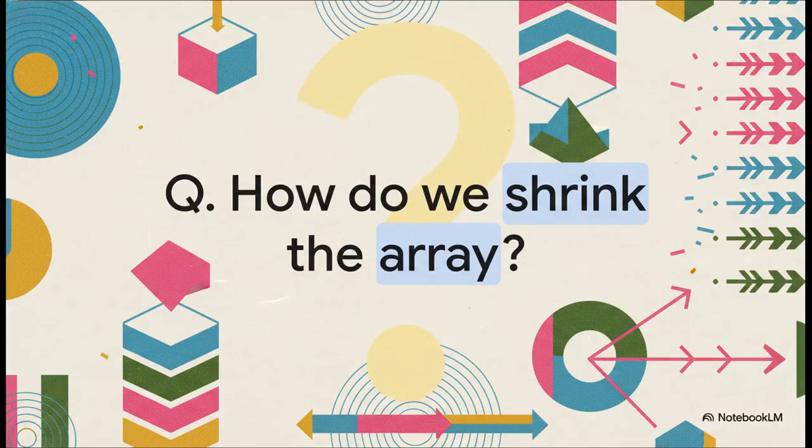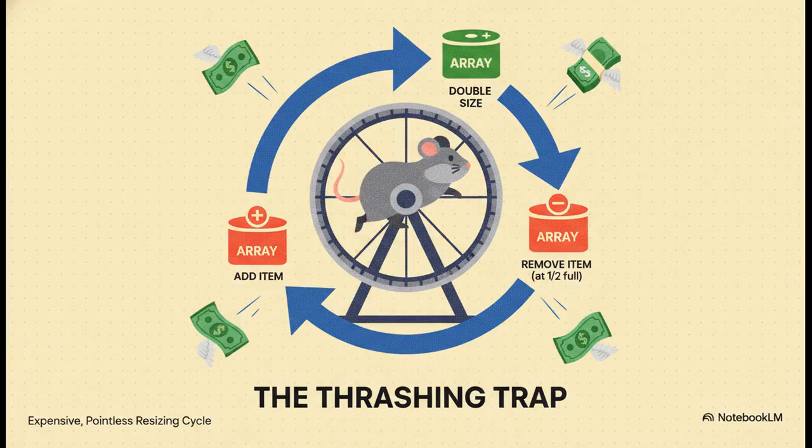Okay, great. So growing is solved. But what about the other way around? What about shrinking? I mean, a good system shouldn't just waste a ton of memory. When we hit undo a bunch of times and the list gets empty, we should probably free up that space, shouldn't we? So the logical idea seems to be, well, if we double it when it's full, let's just cut it in half when it's half full.